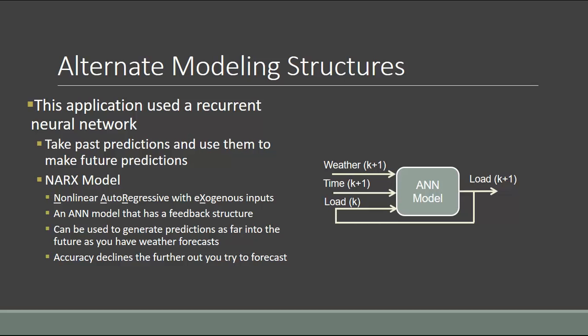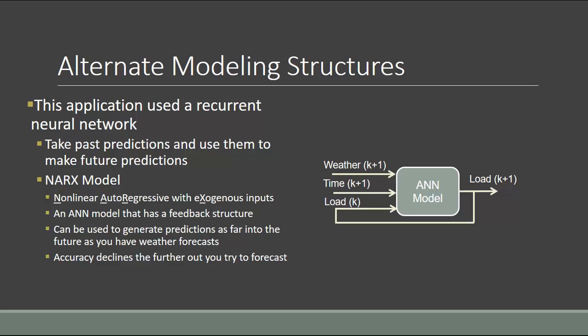So this particular model is called a NARX model, N-A-R-X. That stands for nonlinear autoregressive with exogenous inputs. It's kind of a mouthful, but really it just means a recurrent neural network where you take your predictions and loop them back so that you can have your model that's informed based on what it has predicted in the past.